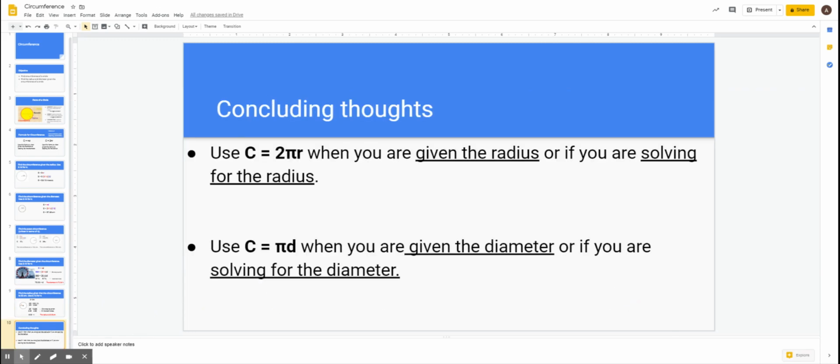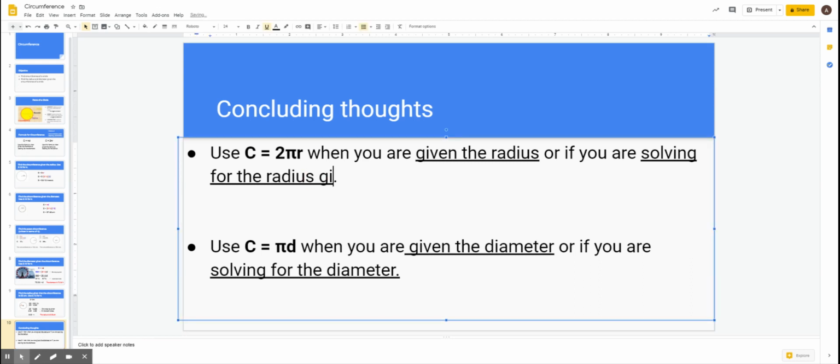Just some concluding thoughts. You would use the formula c equals 2 pi r when you're given the radius, or if you're solving for the radius given the circumference. And then you would use c equals pi times diameter when you're given the diameter, or if you're solving for the diameter given the circumference.